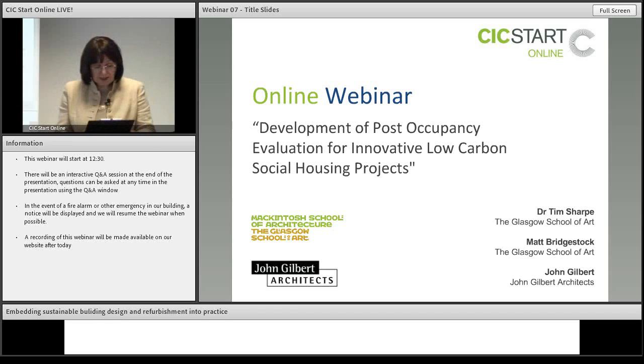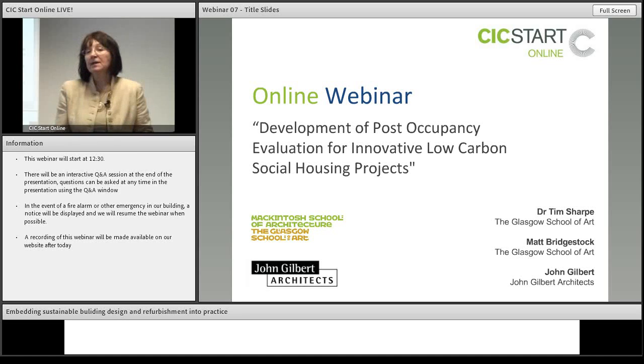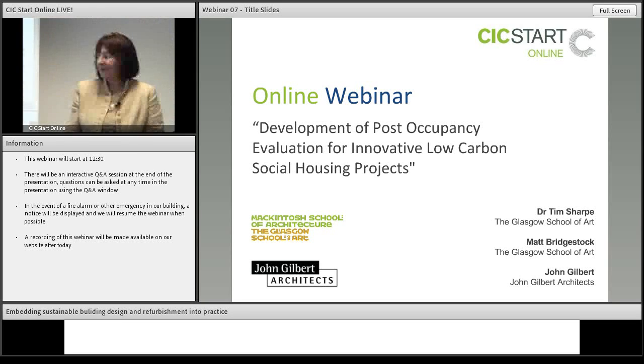So today's title of today's seminar is Development of Post-Occupancy Evaluation for the Evaluation of Innovative Low-Carbon Social Housing. This is a feasibility study that was undertaken by Mackintosh School of Architecture and John Gilbert Architects. So today we have speakers from Mackintosh School of Architecture. They are Dr. Tim Sharpe and Matt Bridgestock, and also John Gilbert of John Gilbert Architects. Our first speaker today will be Dr. Tim Sharpe. Tim, please do come.